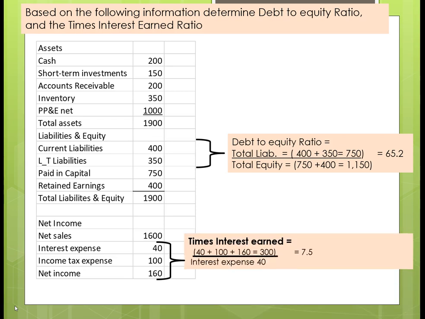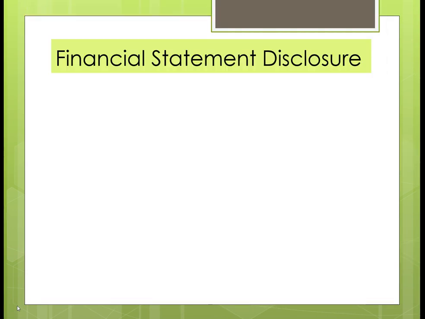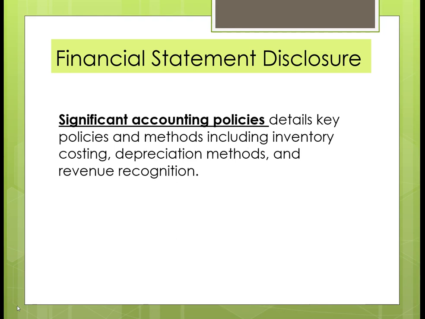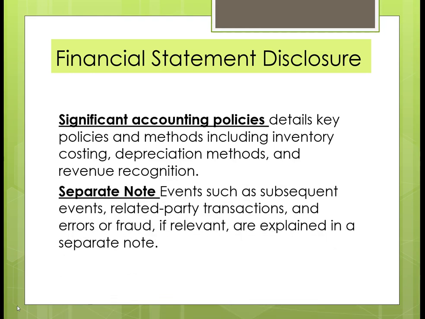Now, times interest earned is 7.5. Again, for that information to be relevant, we really need to compare it to industry averages. Next, financial statement disclosure. We have two types. We have significant accounting policies, which detail key policies and methods, including inventory costings, depreciation methods, and revenue recognition. And then we have separate notes: events such as subsequent events, related party transactions, and errors or fraud, if relevant, are explained in a separate note.